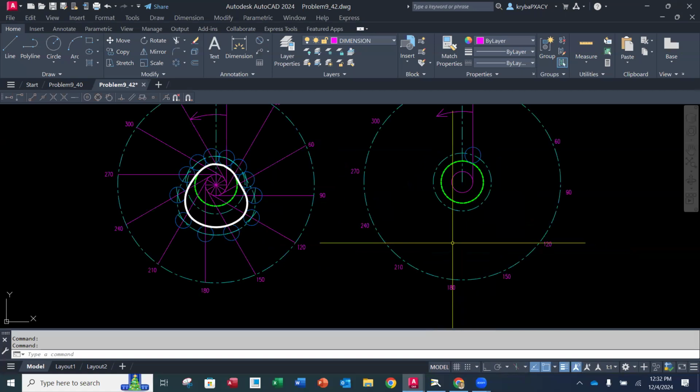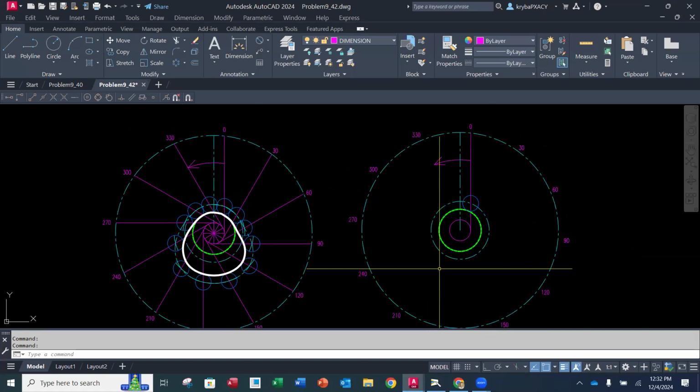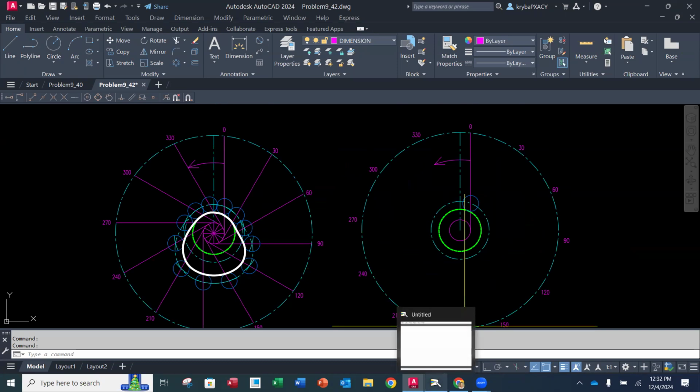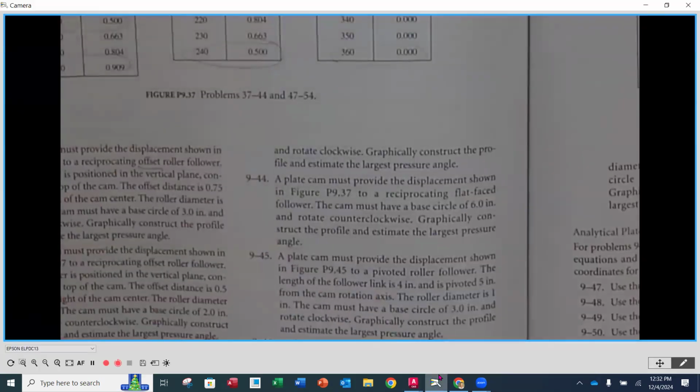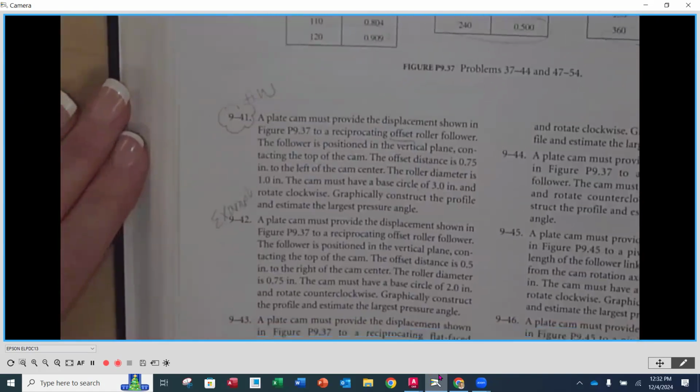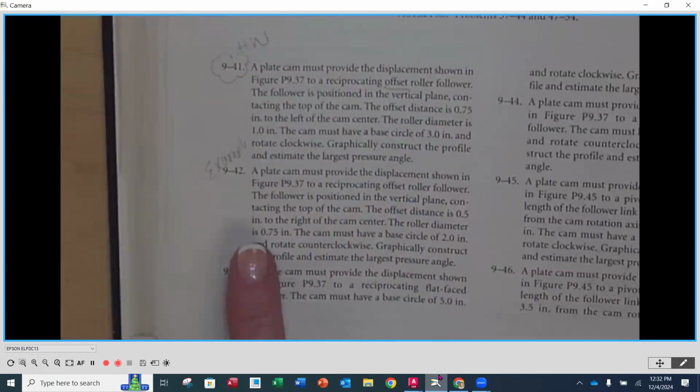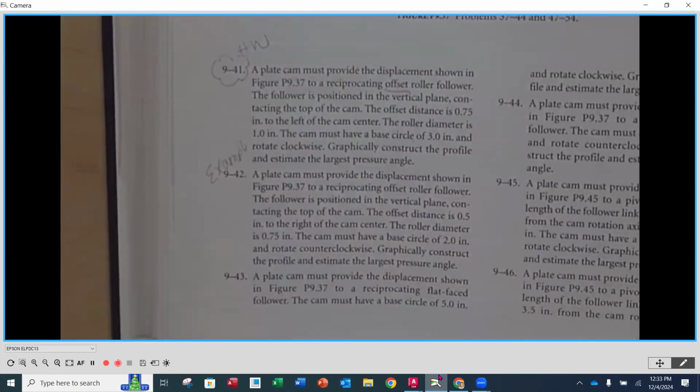So the other one that we're going to be looking at is going to be the offset roller follower. Your homework is going to be number 41. We are going to be doing number 42. On page 256, we're going to look at example 942.